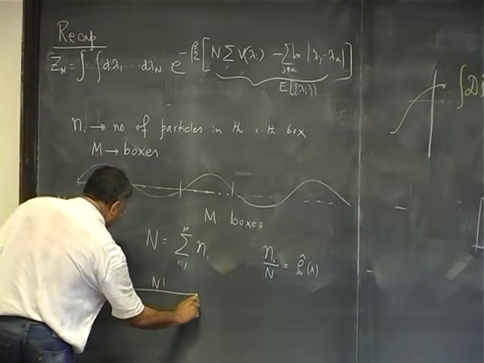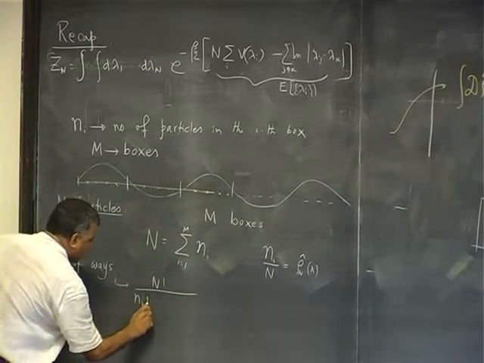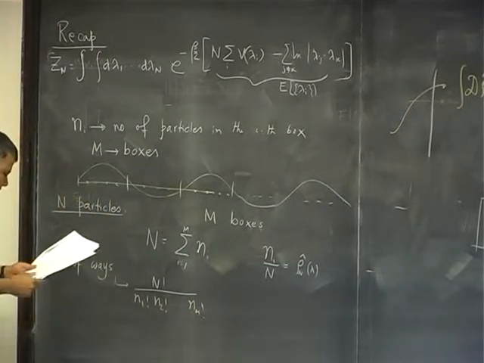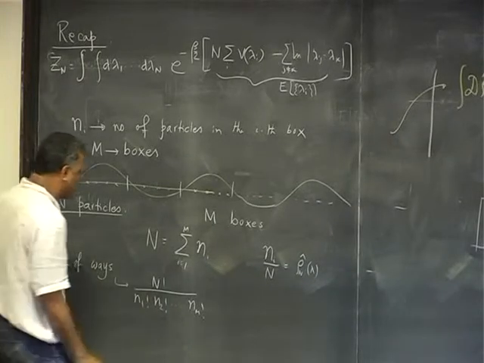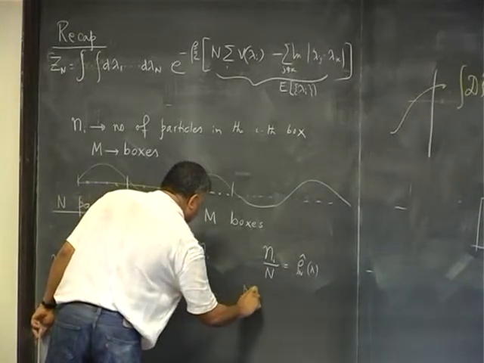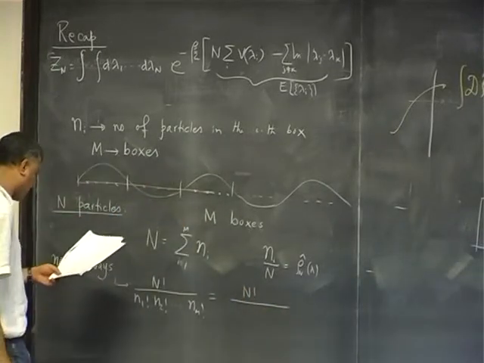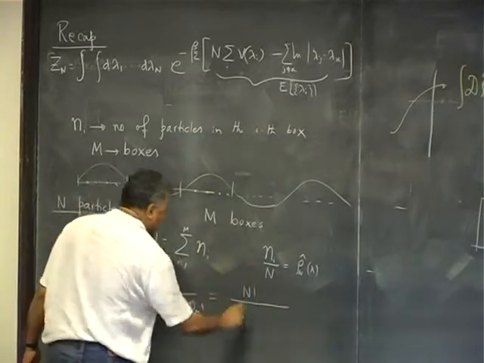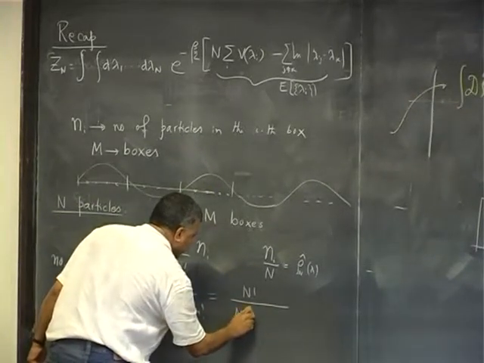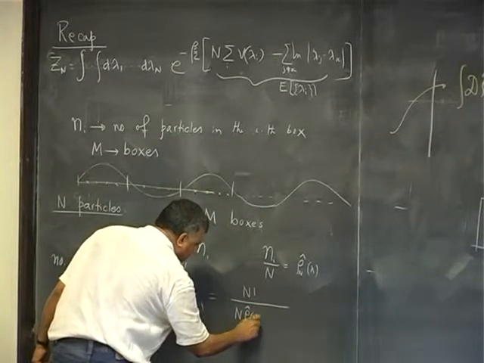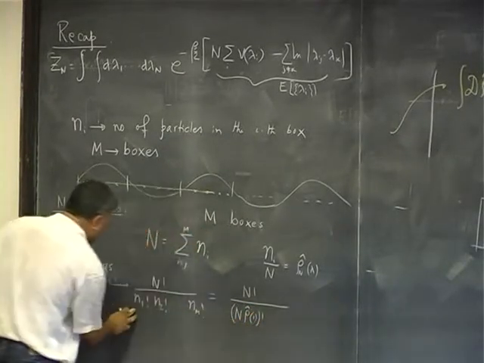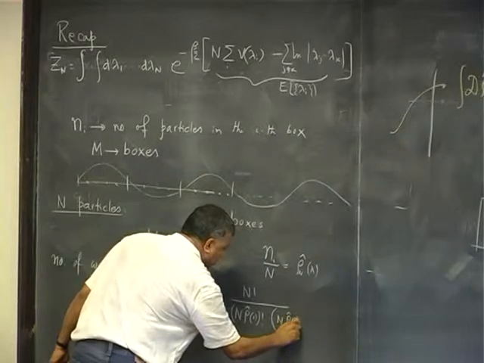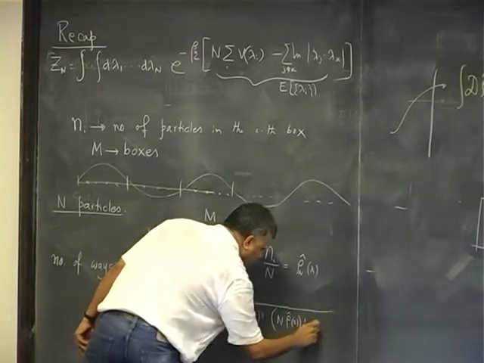N factorial over n1 factorial, n2 factorial, nm factorial. Agreed? Everybody knows this. So what I'm saying is that now this n factorial will be, with the abuse of notation, I just say n1 factorial means n times the density at box 1. Okay? This is n1 factorial. n2 factorial will be n times density at box 2 factorial, and so on.